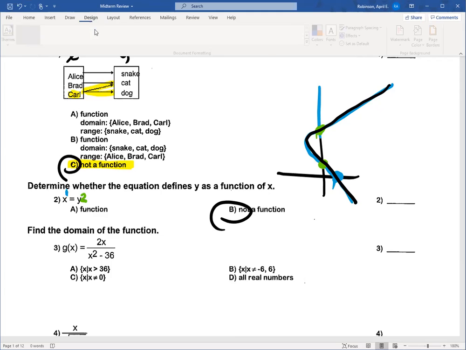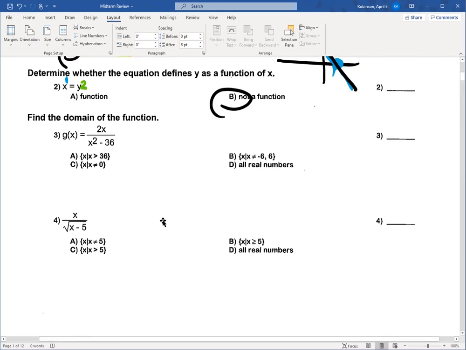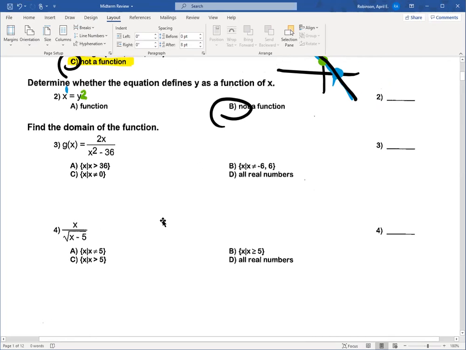Okay, 3 just wants the domain. If it's a polynomial, like if you didn't have this here at all, if it was just g of x equals 2x, then the domain would be all real numbers, negative infinity to positive infinity, any kind of a polynomial. But if you have a fraction with an x in the denominator, or if you have an x under a radical, then there's some rules you got to follow.